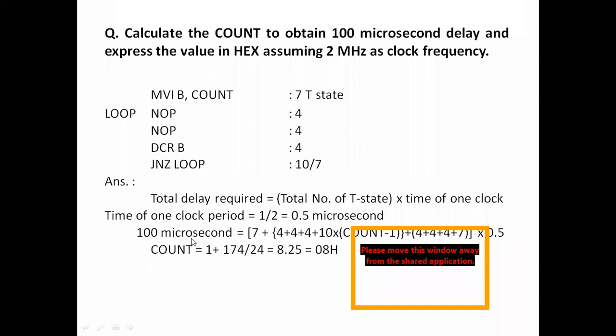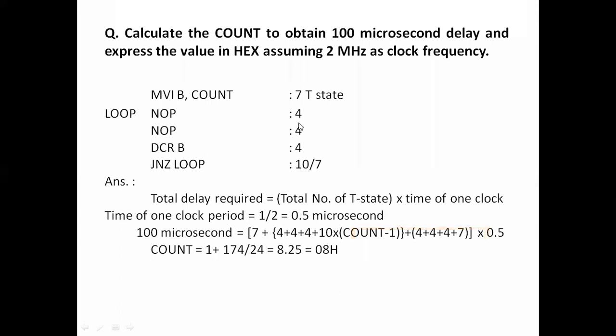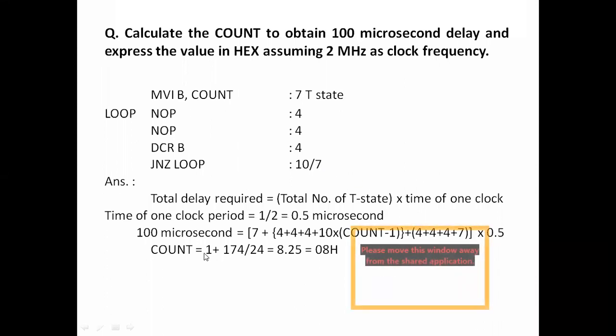So the left hand side will become 100 microseconds, which will be equal to 7 plus 4 plus 4 plus 4 plus 10, plus 10 multiplied by (count minus 1), plus 4 plus 4 plus 4 into 7, and the total multiplied by 0.5. So whenever we solve for this count value, the equation equals 100. So the count value will come around 1 plus 174 upon 24, that is 8.25, that is 0.8.